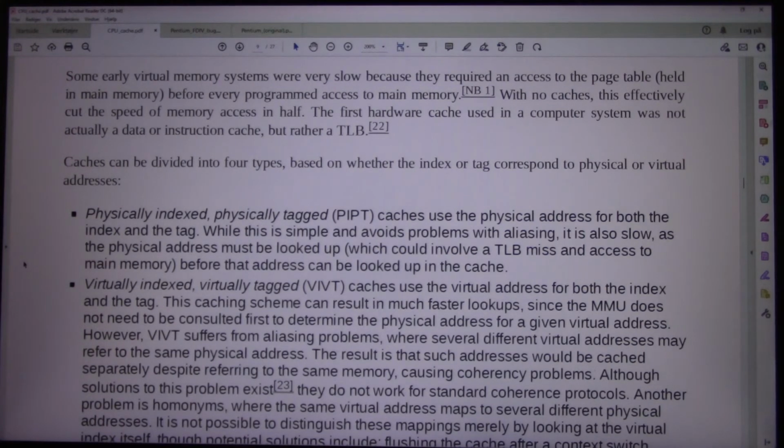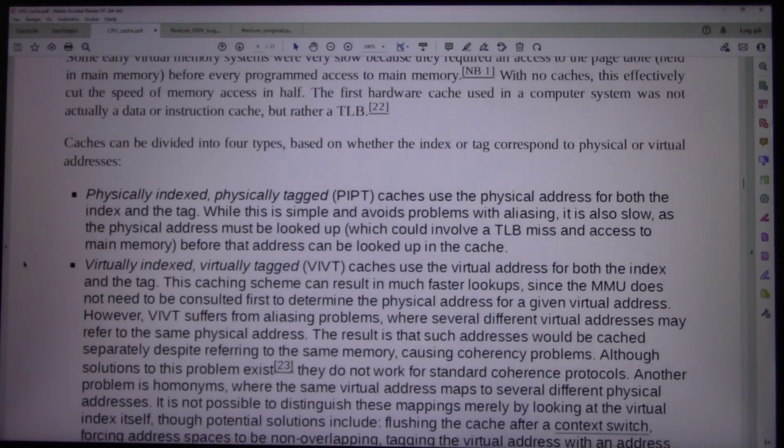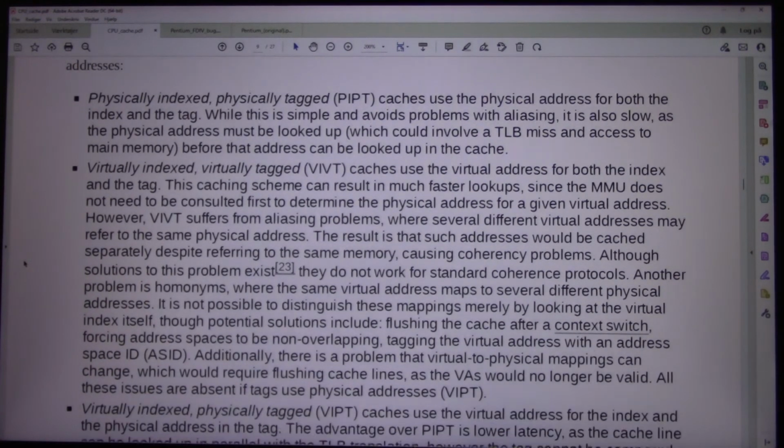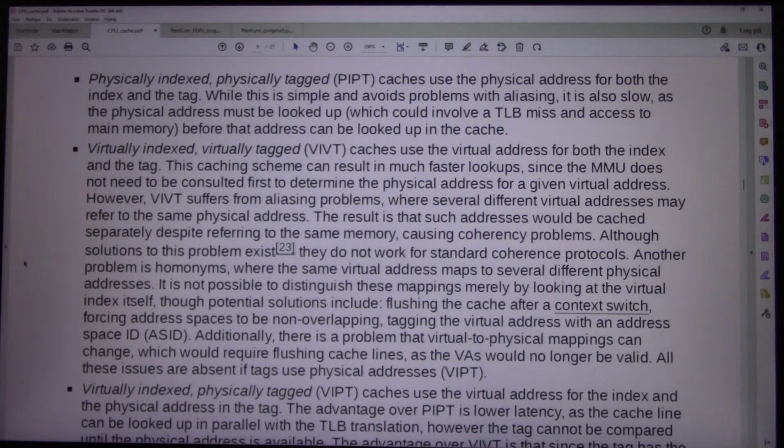Caches can be divided into 4 types, based on whether the index or tag correspond to physical or virtual addresses. Physically indexed, physically tagged, PIPT, caches use the physical address for both the index and the tag. While this is simple and avoids problems with aliasing, it is also slow, as the physical address must be looked up, which could involve a TLB miss and access to main memory, before that address can be looked up in the cache. Virtually indexed, virtually tagged, VIVT, caches use the virtual address for both the index and the tag.